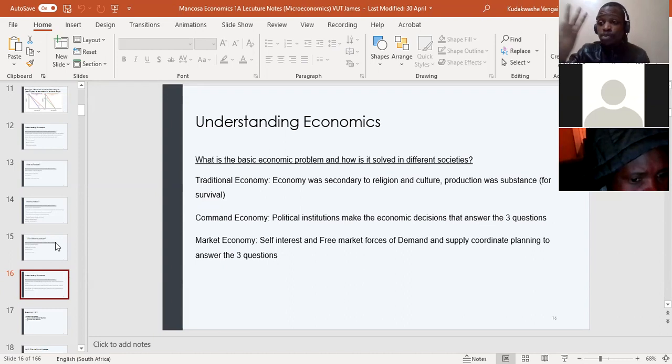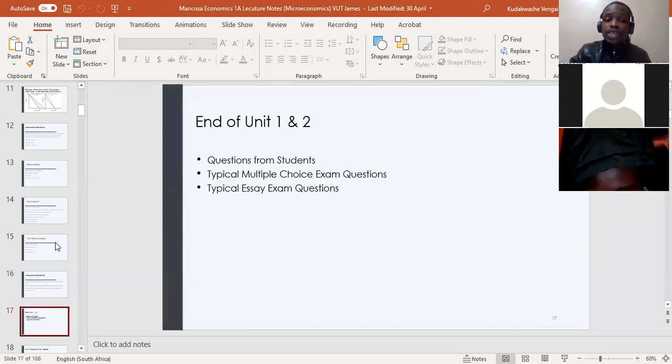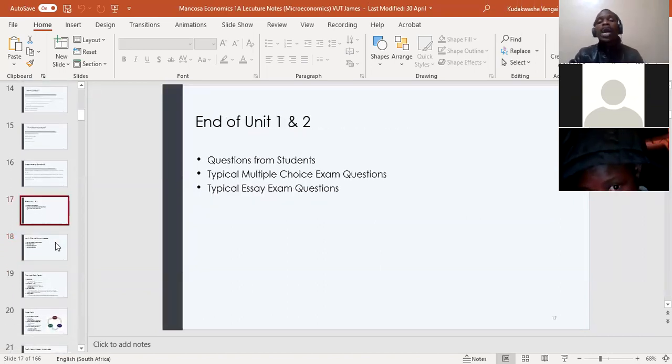So those three types of economies can help you answer the basic economic problem that you are having as a country. So, ladies and gentlemen, this is the information that you have for unit number 1 and unit number 2.